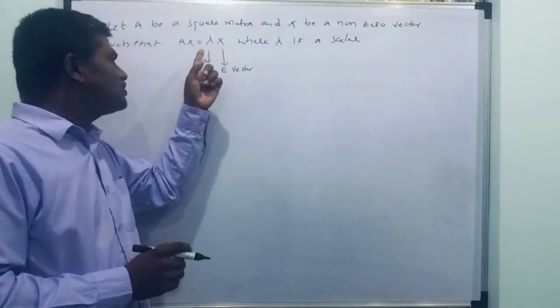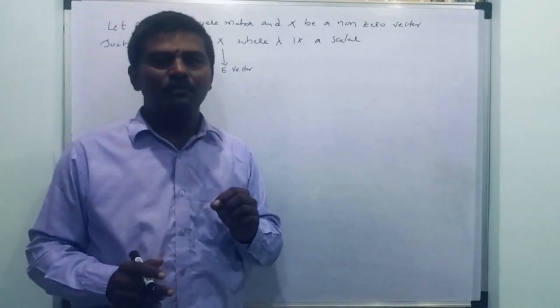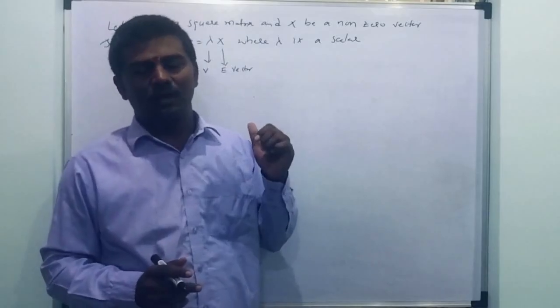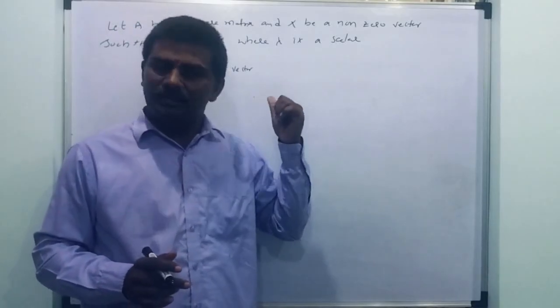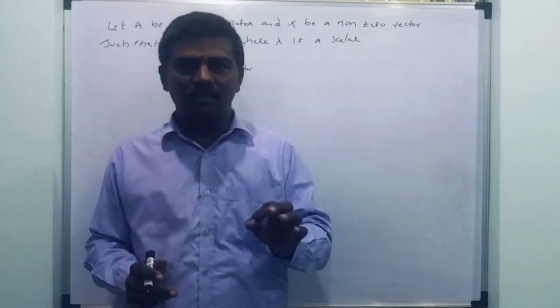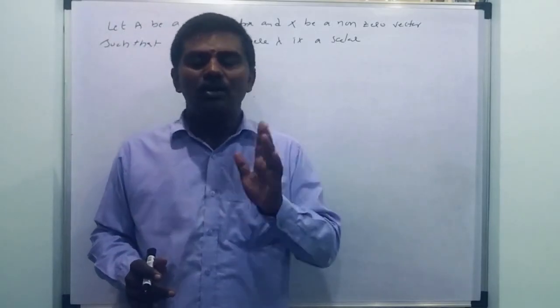Here lambda is also called characteristic value, proper value, latent value or eigenvalue. All the names are the same for lambda. In a similar fashion, x is also known as characteristic vector, eigenvector, latent vector and proper vector.